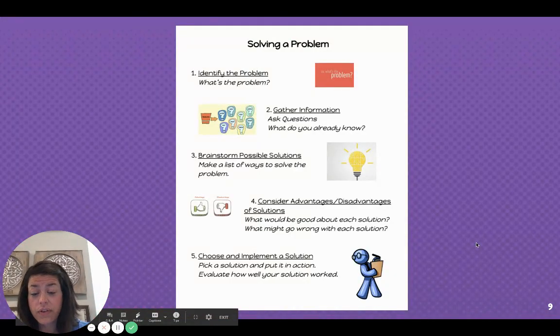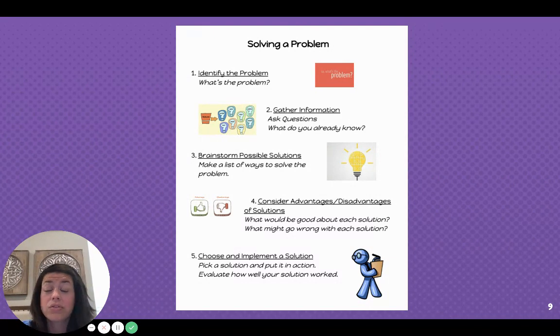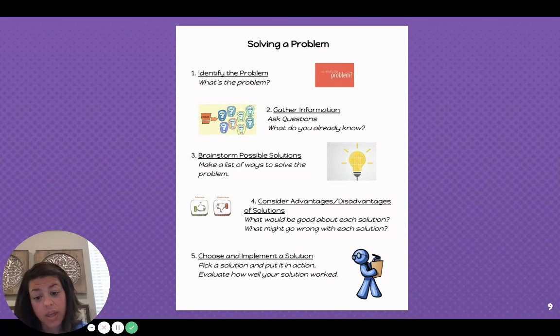So here are the 5 steps, all in order. You're going to figure out what's making you upset. You're going to gather information and figure out why you're upset, who did it, what caused it. You're going to brainstorm possible ideas that are going to make you feel better. You're going to consider, is this a good option or is this a bad option? Okay. And then you're going to actually put your solution into play.